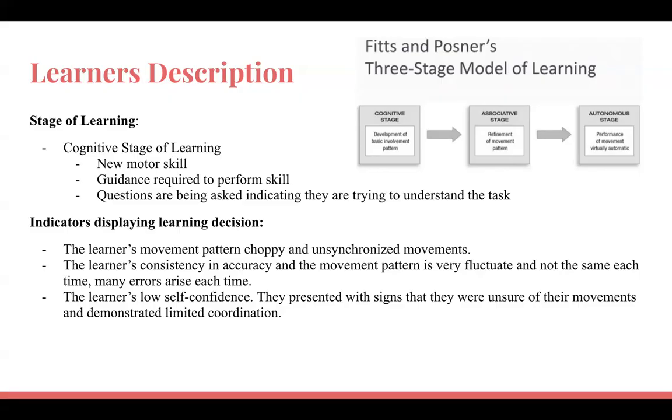The second was inconsistent performance with frequent errors. Each attempt looked different from the last, with variations in toss height, timing, and arm swing. This inconsistency is common in the cognitive stage, as learners rely heavily on trial and error. The third one was low self-confidence and hesitation. The learner second guesses their action and does not show confidence in their technique, which is expected when acquiring a new and unfamiliar skill. These indicators make it clear that our learner needs structured guidance, demonstrations, and clear verbal instructions.